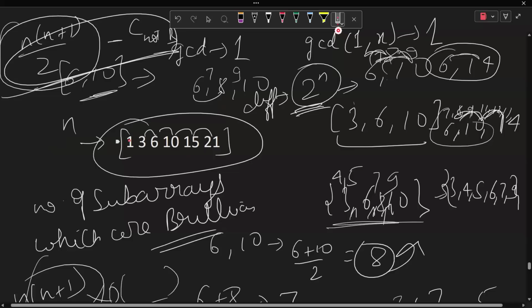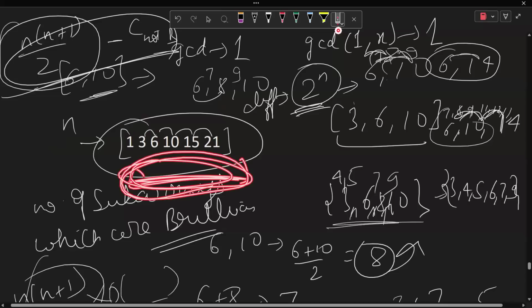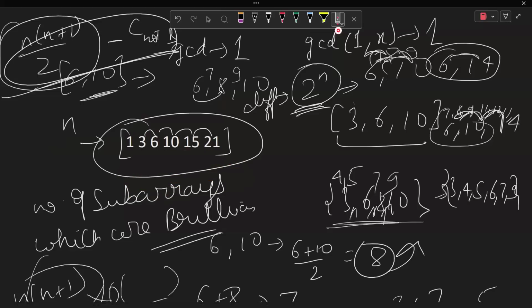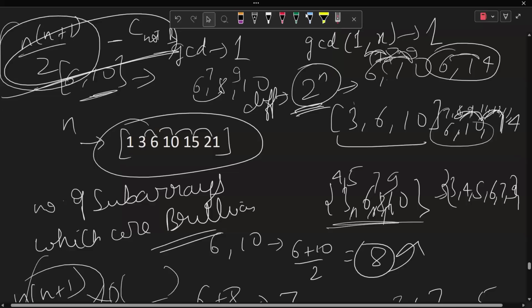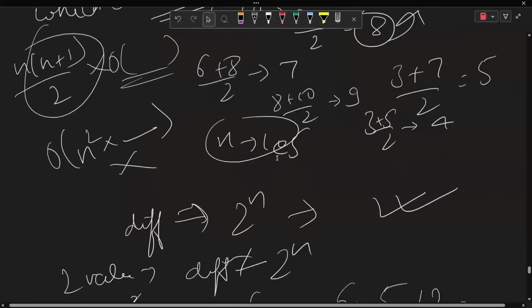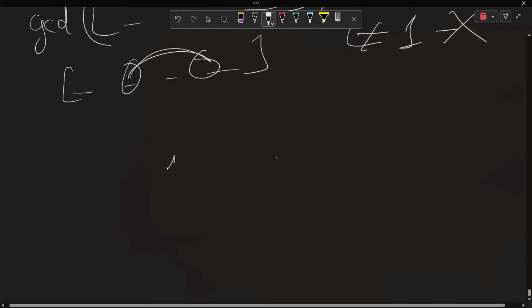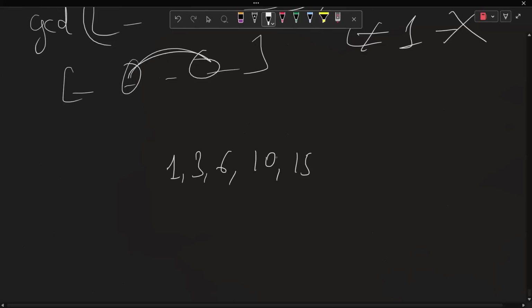So what I'm doing is I'm just taking the differences and reducing all those, removing the factors of 2, and that gives the final array. For that final array, you just need to compute the number of ranges where the GCD is not 1. That's what you need to compute. Like for this, first take the differences. The array is 1, 3, 6, 10, 15, 21.